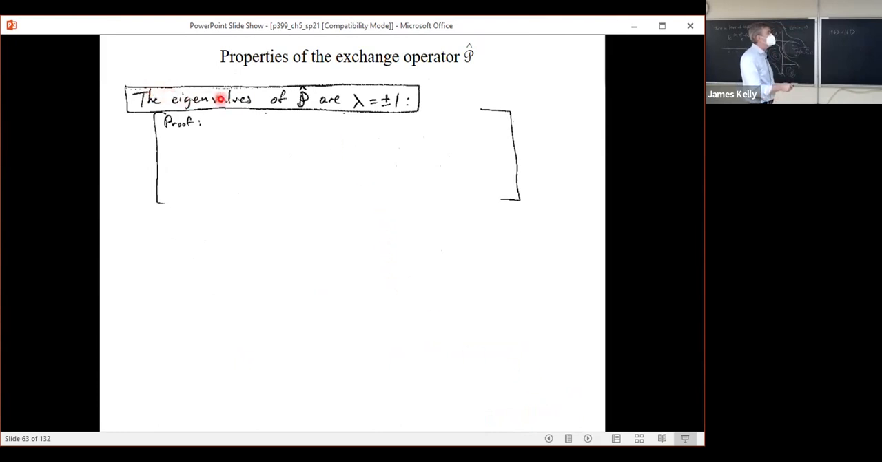One of the most important things is that the eigenvalues, so we're looking for eigenfunctions of this operator, the eigenvalues are plus or minus 1. Anybody have an idea of how we might prove that without looking down at your notes? Since it is in the notes. You know, this exchange operator is pretty simple in that it just switches the positions of the variables in the function. And so if you apply it twice, it doesn't do anything.